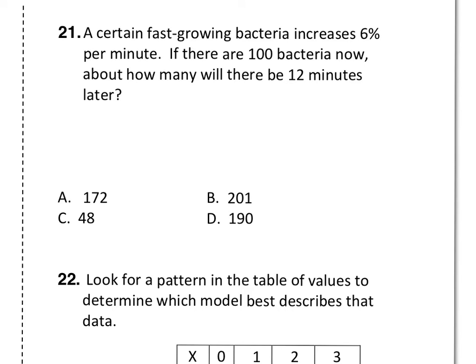Number 21, a certain fast-growing bacteria increases 6% per minute. If there are 100 bacteria now, about how many will there be 12 minutes later?